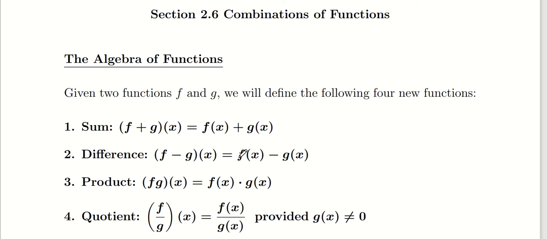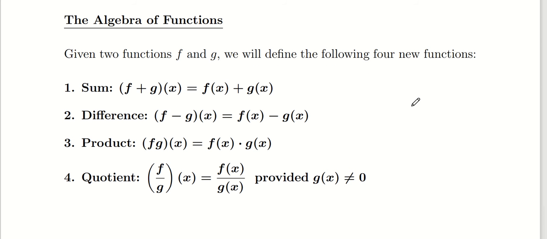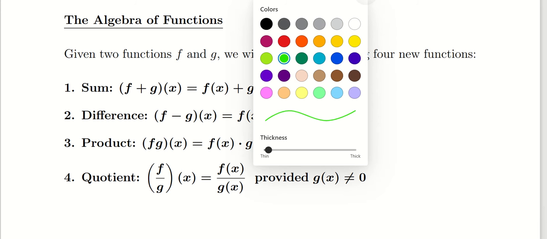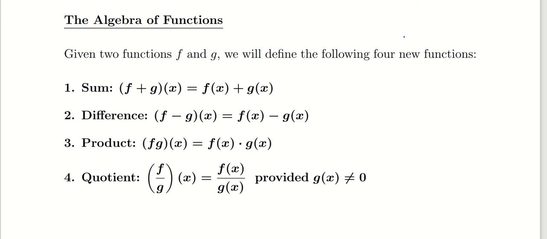Given two functions, we can add, subtract, multiply, and divide them, and what we end up with is a brand new function. For example, we can define the sum of two functions, f plus g of x, which is simply found by taking the function f of x and adding to it the function g of x. Similarly, the difference, the function f minus g of x, is simply obtained by taking f of x minus g of x.